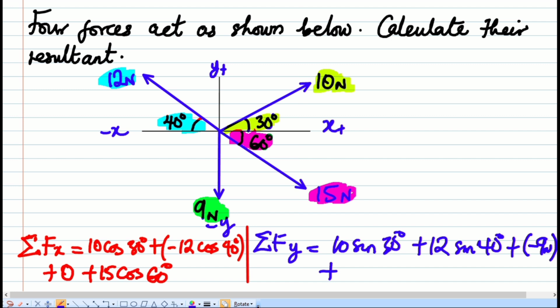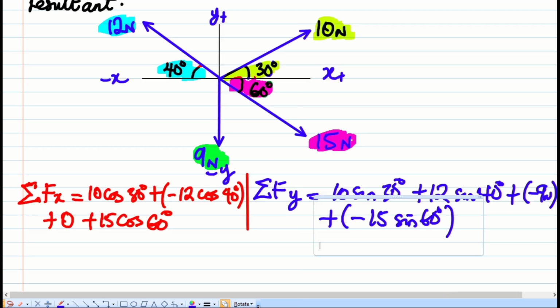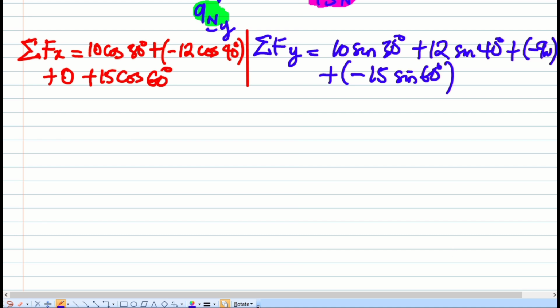And that will be the last one for the horizontal. Now the last one for the vertical: you see that 15 Newton is going towards the negative because it's going downwards towards the negative y. So we're going to put another minus 15 sine 60 degrees. All right, so that's it. So now let's solve. Let's just simplify.